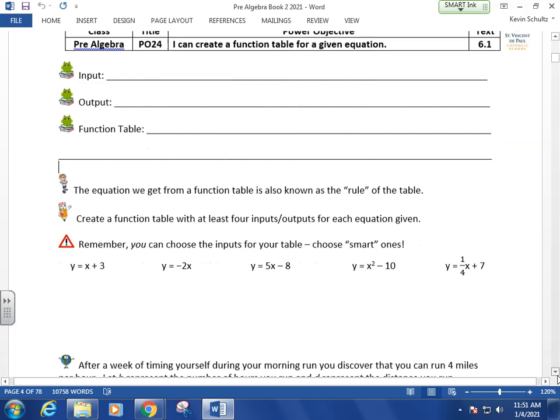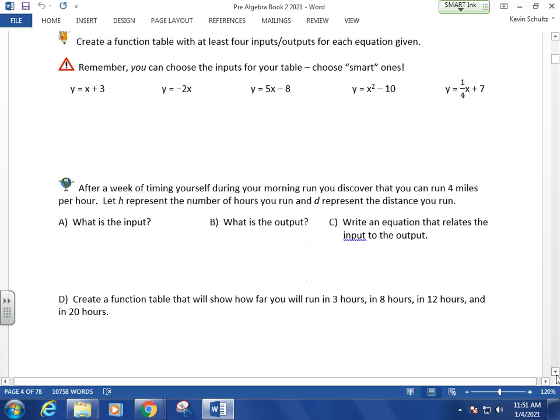So yesterday we went over creating function tables for a given rule. We did these 5 here together, and you had the Google quiz. And basically, just to recap this a little bit, we'll go with the third one here. Your job was given a rule for the table, y equals 5x minus 8. Okay, we talked about inputs and outputs. The x variable being the input, it's what you are testing. The y variable is the output. It's what you get out of the equation. It is the result.